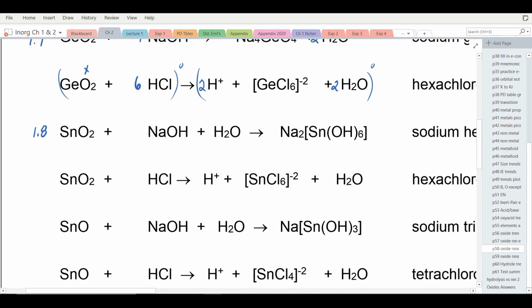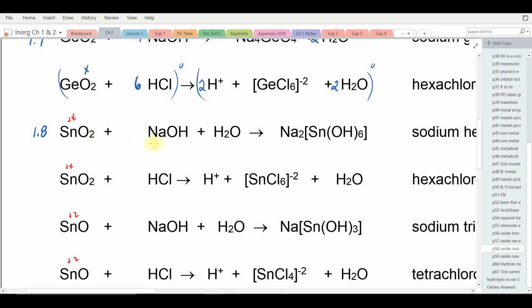Let's move down further. In group 4A we have tin and then eventually lead. Now we can have tin plus 4 or tin plus 2. So this is the inert pair effect we're seeing here. Now all of the oxides of tin are in fact amphoteric. You've seen tin. It is a metal. It's silvery, it's soft, conducts electricity. Its physical properties are clearly metallic, but its chemical properties are amphoteric.